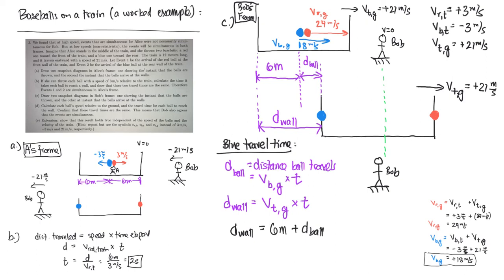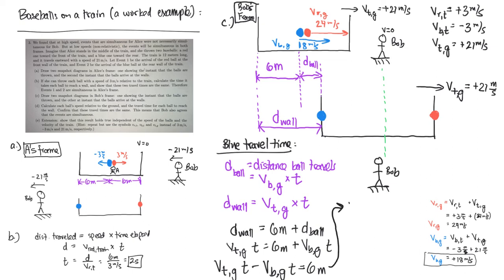But we have values for D wall and D ball. D wall is the train velocity times t, and D ball is the ball's velocity times t. Our goal is to solve for t. So we have VTG times time minus VBG times time is equal to 6 meters. We'll continue this up above.